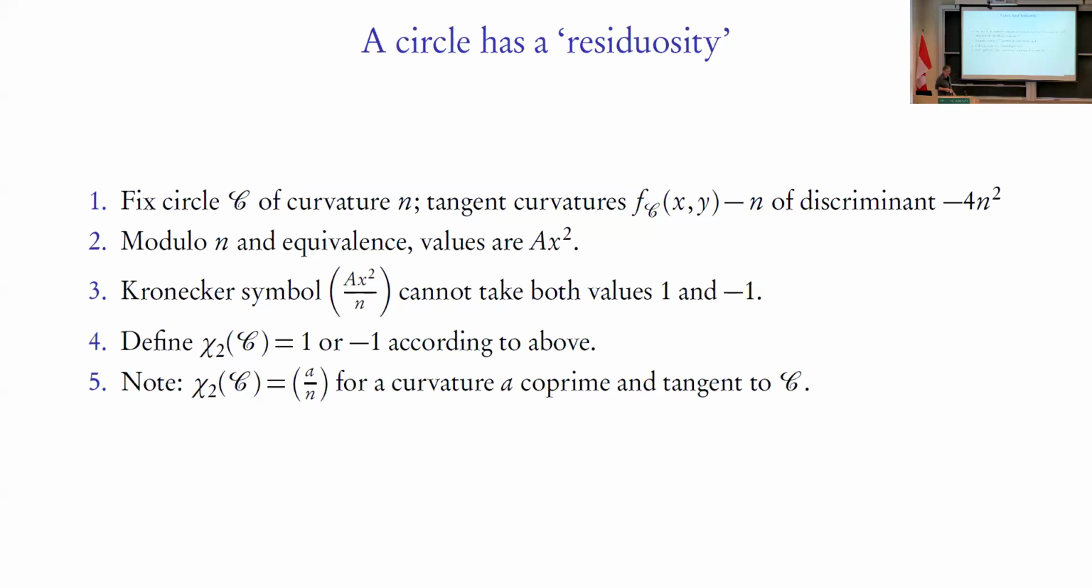Okay? So now we have a Kronecker symbol, and it's telling us something locally at this one circle in the packing. And the observation is that if you get a -1 out of this computation, then these guys here can't be squares. So that means that n can't be a square, and a, the thing coprime tangent to it, can't be a square either. So that rules out squares, but only locally at that one circle.